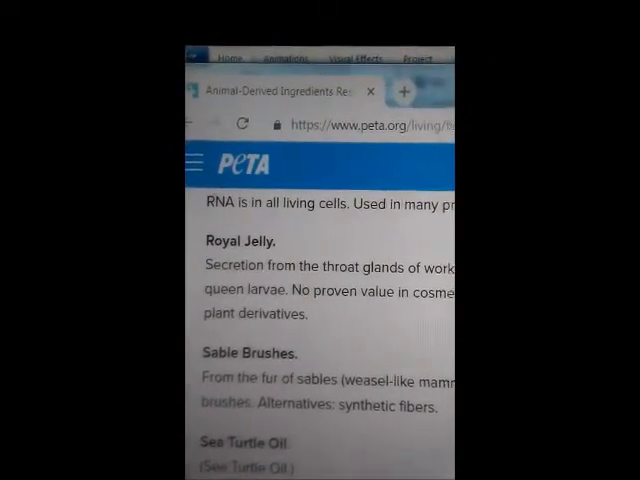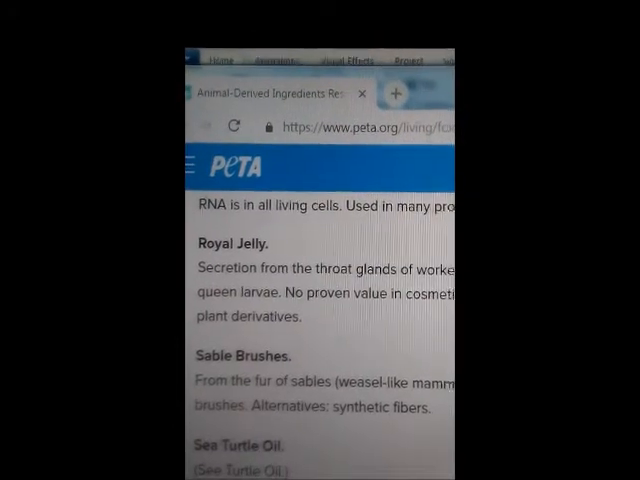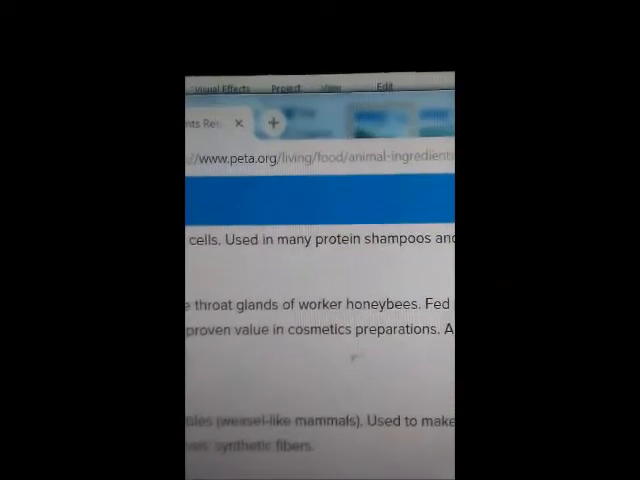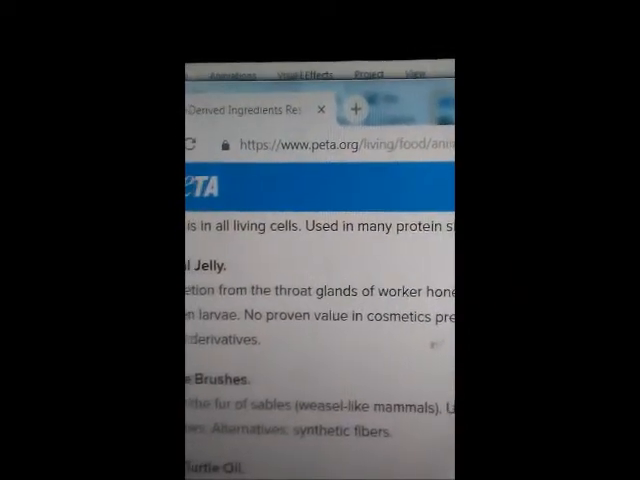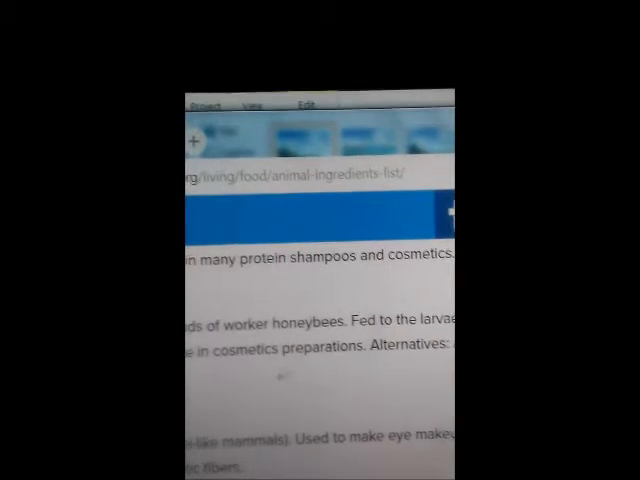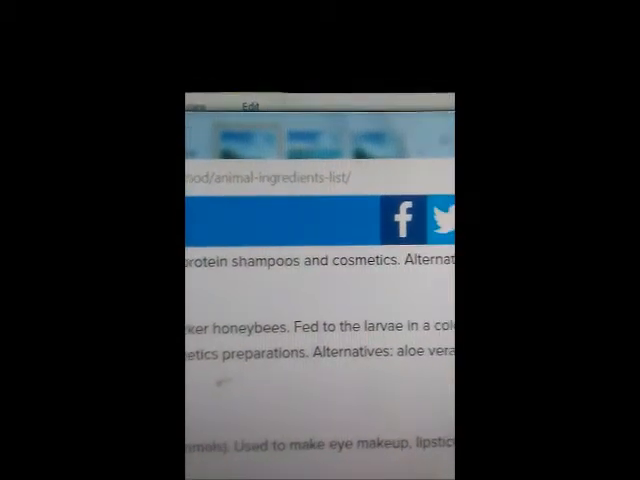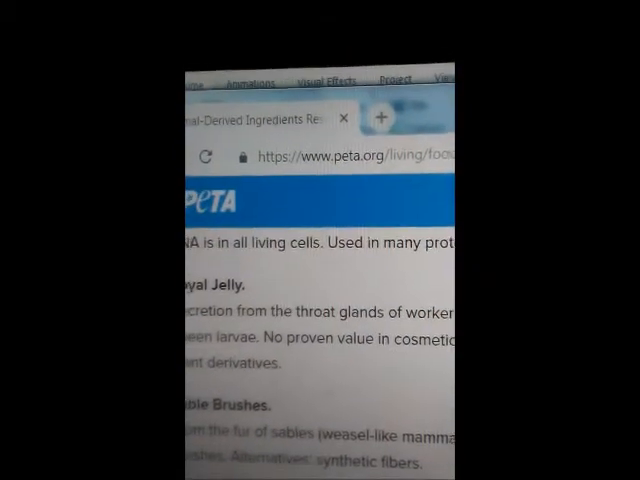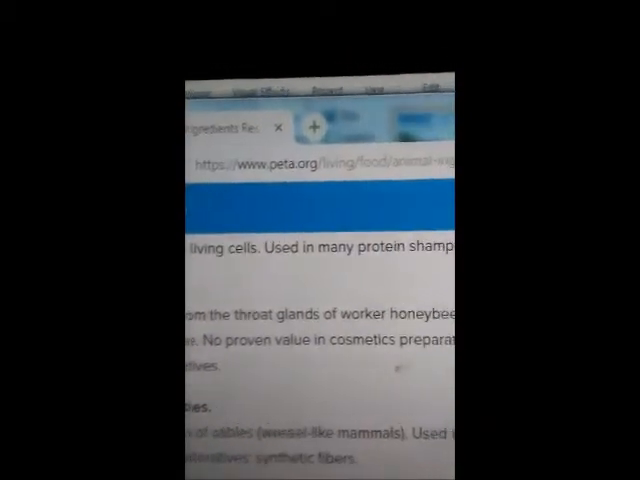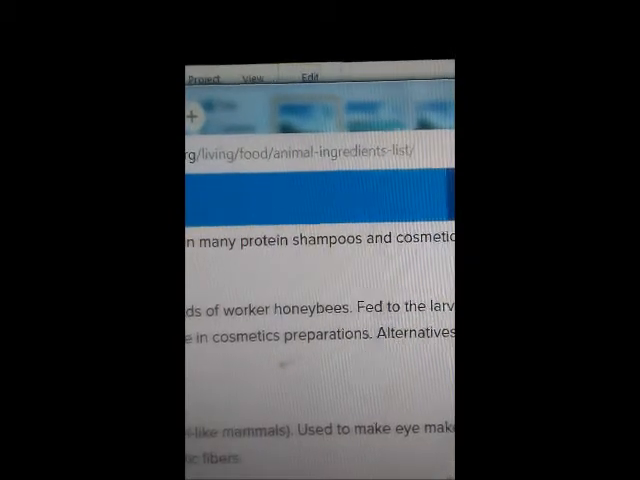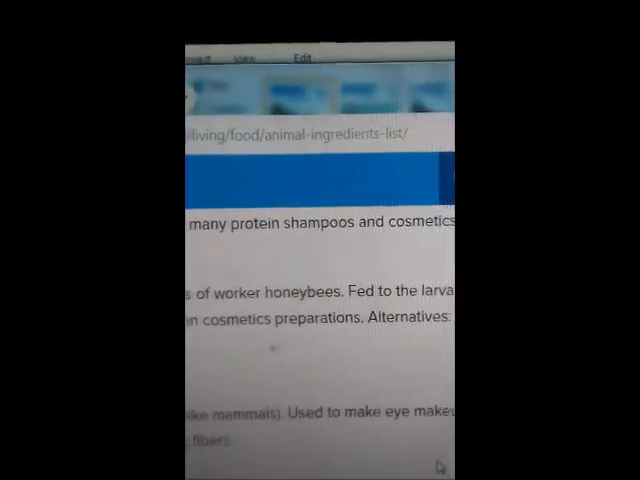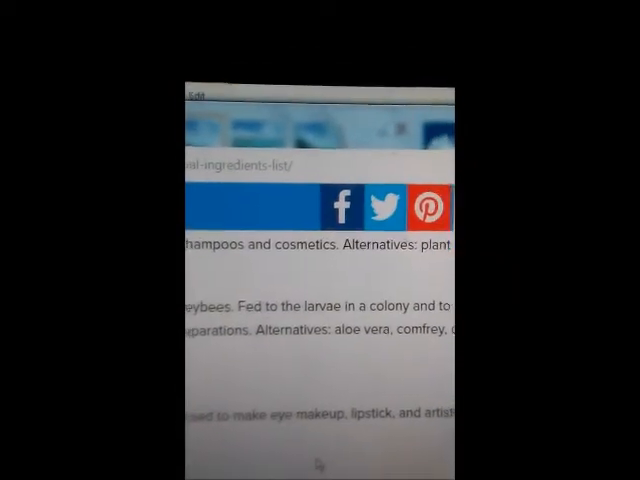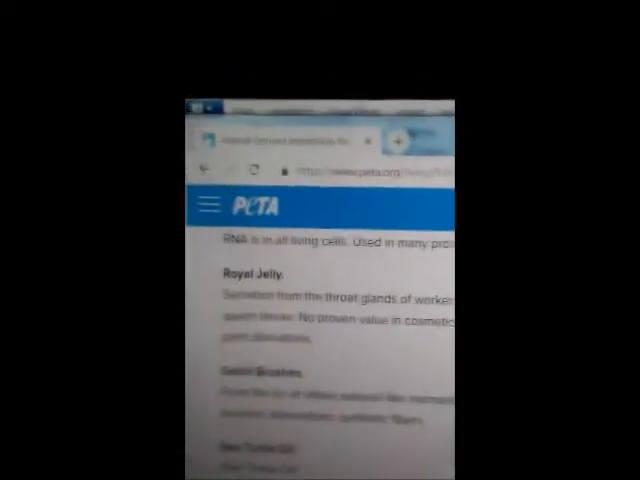So you got royal jelly, a secretion from the throat glands of worker honeybees. Fed to the larvae in a colony and to all queen larvae. No proven value in cosmetic preparation. So why are they doing this then? See, this is crazy. So alternatives would be aloe vera and other plant derivatives.